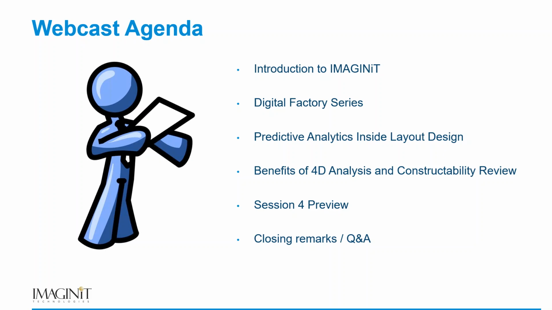Here is a quick look at our agenda, so I'll review that with you quickly. I'll give an overview of RAND and IMAGINiT, also overview the webinar series, and specifically today's topic. Mark will talk about the different methods of factory simulation, and then Alan will talk about collaboration and coordination with stakeholders, and then we'll wrap up by previewing the next session, as well as opening up for a Q&A at the end.